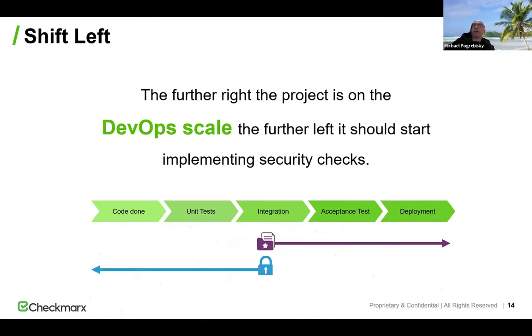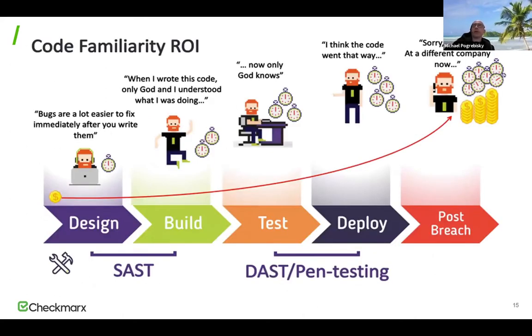Now, here is an important aspect of baking application security into DevOps. The earlier you do it, the more you get out of it. So basically, you really need to be thinking of integrating your application security as early into your development process as possible, so-called shift left. And you probably have already heard this shift left in the past. And why is that?